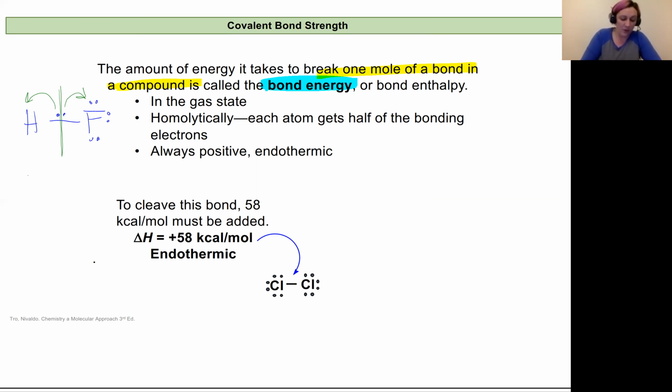And so if we broke it homolytically, we would have a hydrogen with 1 electron and a fluorine with 7 instead of 8 valence electrons. Heterolytic cleavage is when both of the electrons stay with one of the elements and the other element gets nothing. But our bond energies are only going to be looking at homolytic cleavage. So these are always positive enthalpies or bond energies because it's an endothermic process. And that really just means here that we have to put energy in to break the bond.